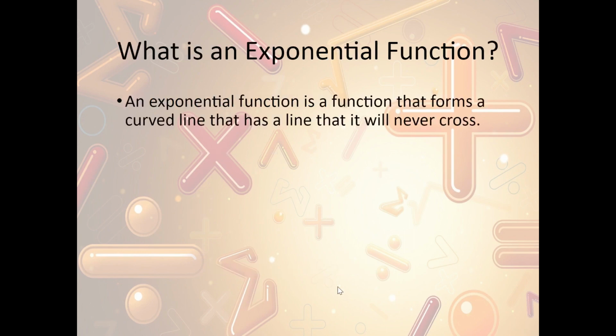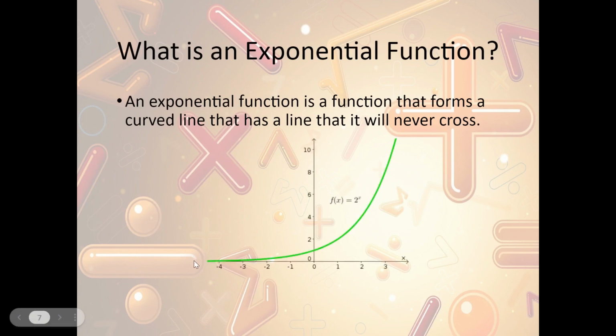Now, what is an exponential function? An exponential function is a function that forms a curved line that has a line that it will never cross. For instance, this is an exponential function. It's a curved line, it's a single curve, it starts low and works its way up. It could go this direction also, start high and work down. But it has a line it never crosses. Notice this line gets really flat here at the x-axis. It will never cross the x-axis. So there's a line here that it'll never cross. In this direction, it'll keep going and going and going and get really steep.